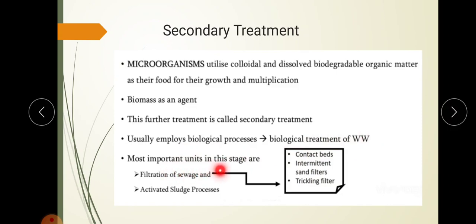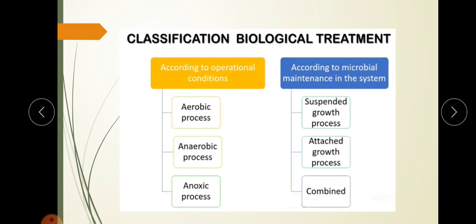The most important units in biological treatment are filtration and the activated sludge process. Filtration means different types of filters: contact bed, intermediate sand filter and trickling filter. This we can discuss later. And the next method of secondary treatment is the activated sludge process.